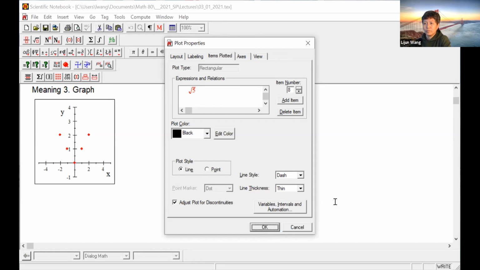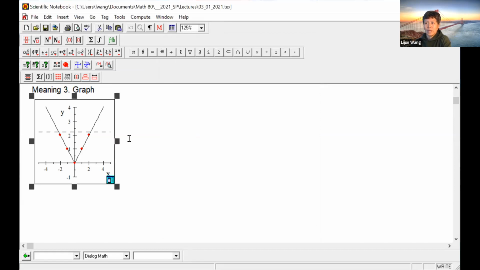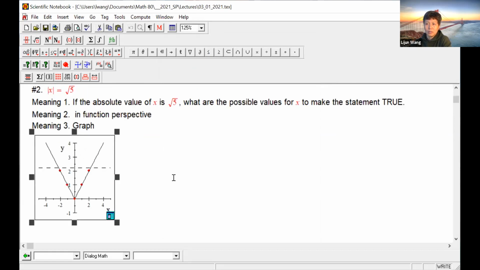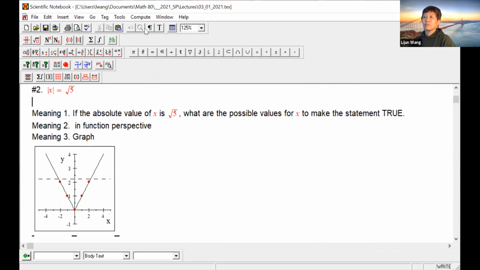Boom. And of course, you just have to figure out what's the input, right? And the input would be positive root 5 or negative root 5. So the answer would be x equals positive or negative root 5. When you reflect on those meanings, the answer is obvious, isn't it?